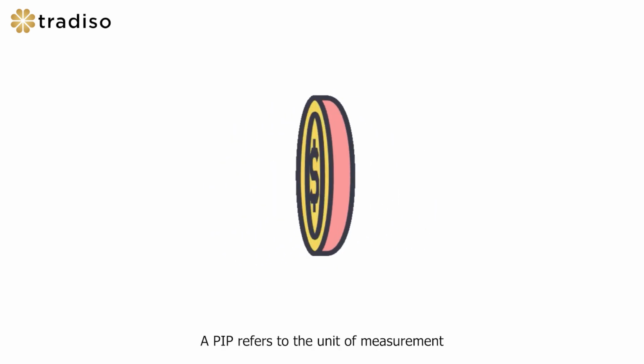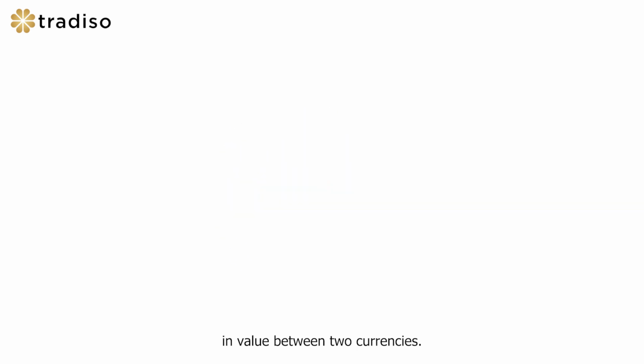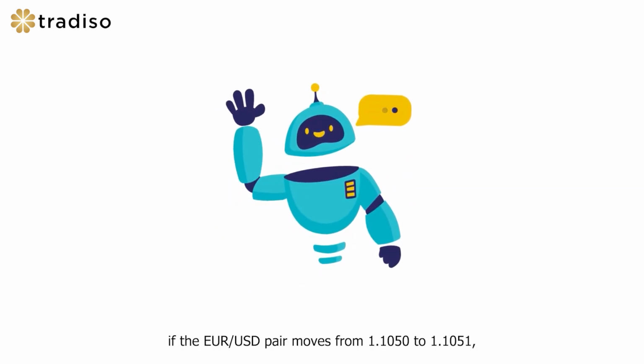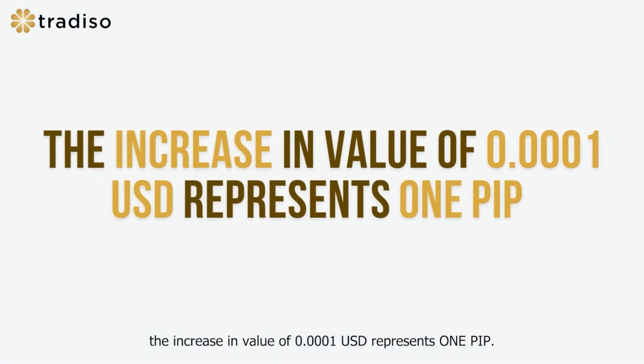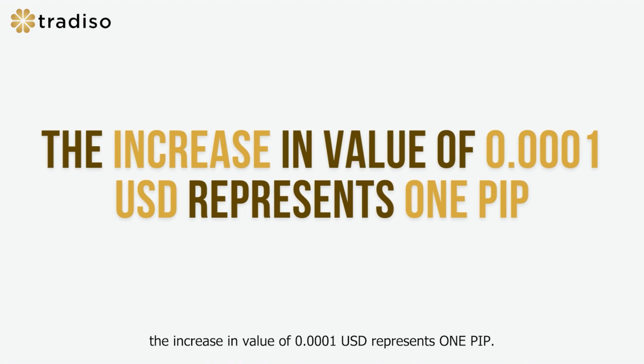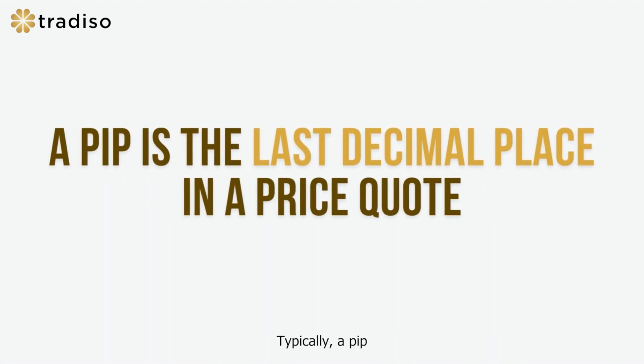A pip refers to the unit of measurement used to express the change in value between two currencies. Let's take an example. If the EUR/USD pair moves from 1.1050 to 1.1051, the increase in value of 0.0001 USD represents 1 pip. Typically, a pip is the last decimal place in a price quote.